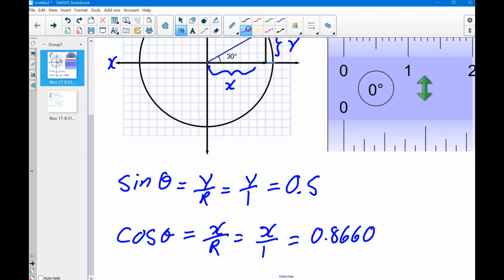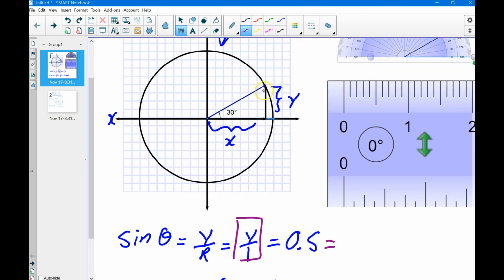And I want to make sure I point this out because this is really important. Because it's y over 1, all the sine means is the distance from here to here, which is 0.5. You're like, what? So basically the sine value simply means the distance on the y-axis. No one ever tells you that.